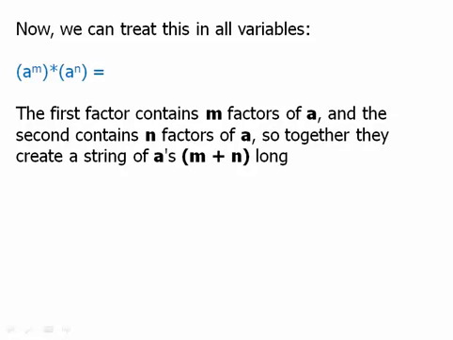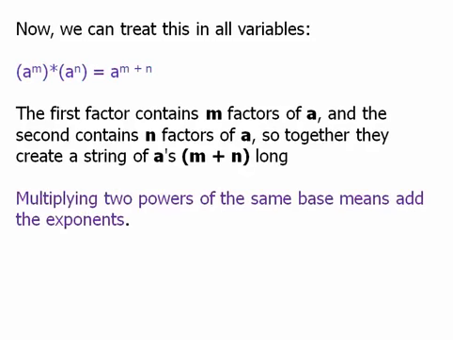So, in other words, we can just add those two numbers. That's the new exponent for a. And that right there is one of our laws of exponents. Multiplying two powers of the same base means that we can add the exponents.